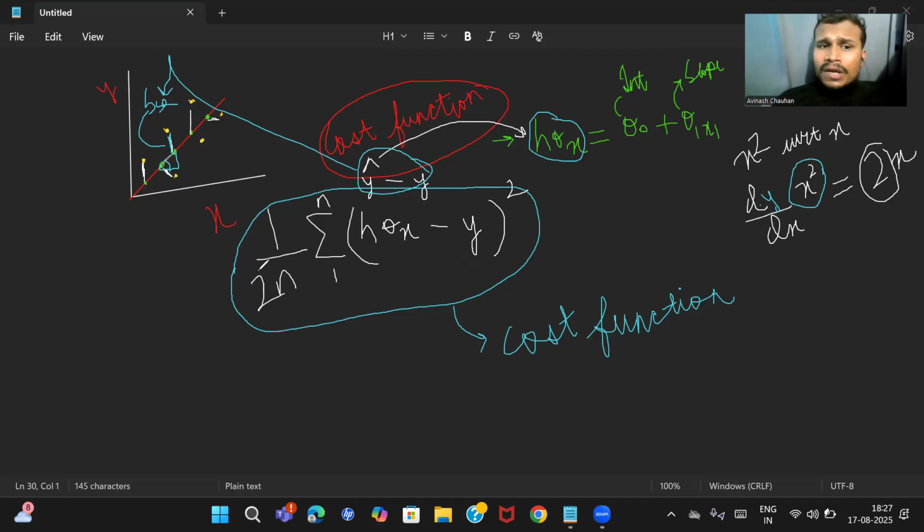So why have we put 2 here? We have put 2 because at the end we are going to differentiate this value, and to cancel this 2 with that 2, I have basically written it divided by 2. And why n? Because we are taking the mean of it. So it is the mean squared error as well, right?